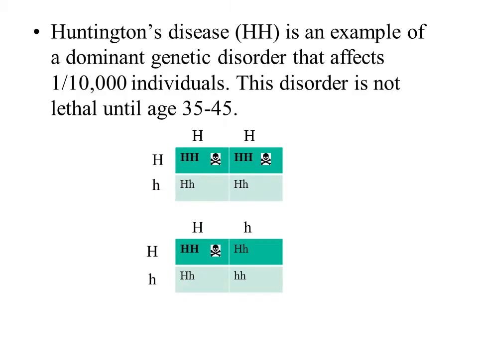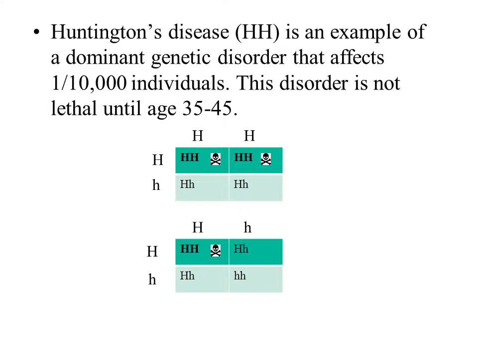Now we will talk about dominant genetic disorders. One classical example is Huntington's disease. Genotypically, this individual will have to have at least one big H. Huntington's disease affects 1 out of 10,000 individuals. This disorder is not lethal until the person reaches the age of 35 to 45.